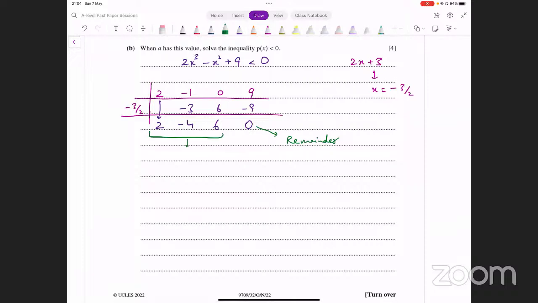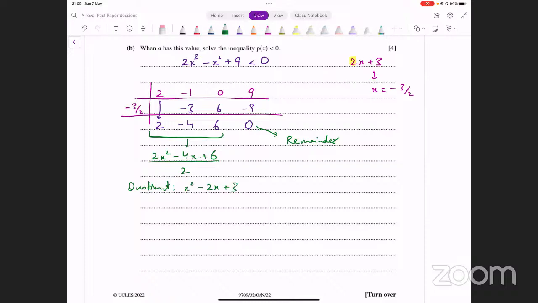What will you get here? Last term is constant, then x term, then x square term, so you have 2x square minus 4x plus 6, but that's not your final answer here, that's not the quotient yet. You have to do one extra thing: the coefficient of x here, you have to divide the whole thing by it. So what quotient will you get? That is going to be x square minus 2x plus 3.